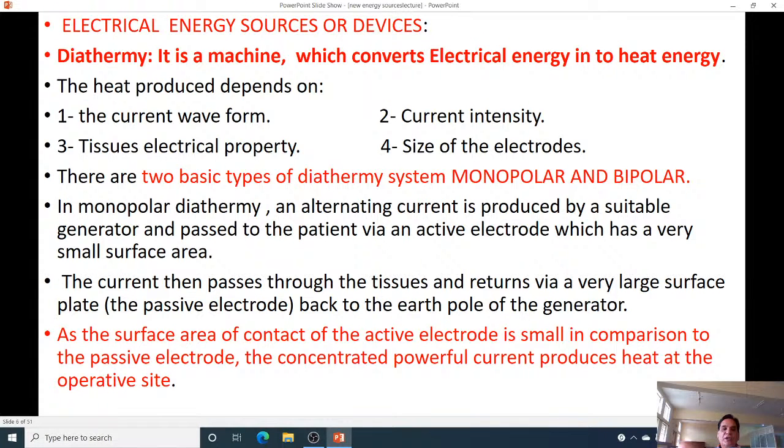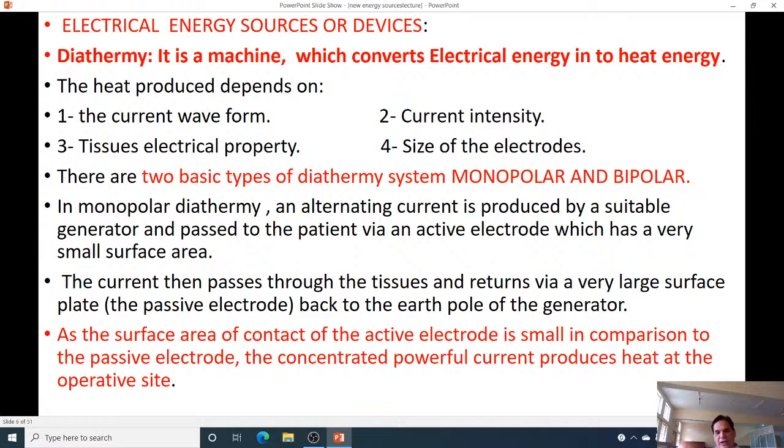So diathermy is a machine which converts electrical energy into heat energy. This must be remembered by heart. How the heat is produced depends on what? These are the basic things for electricity. But we have to remember, it depends on the current waveform, that means which type of wave we are using, the intensity, how much power is given, and equally important, through which type of tissue the electrical current is traversing. That means the properties of the tissue. And most important for us is the size of the electrodes.